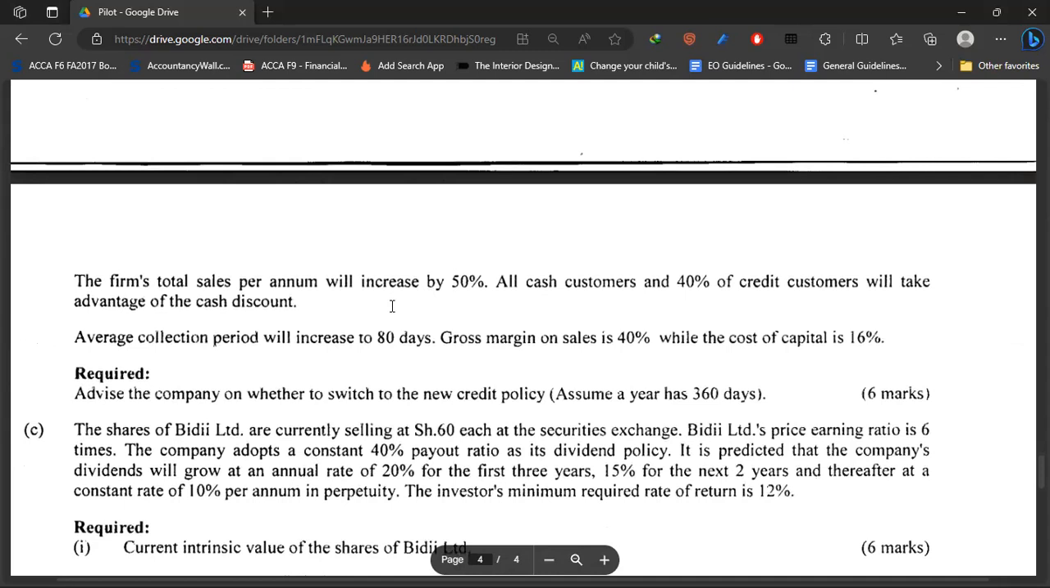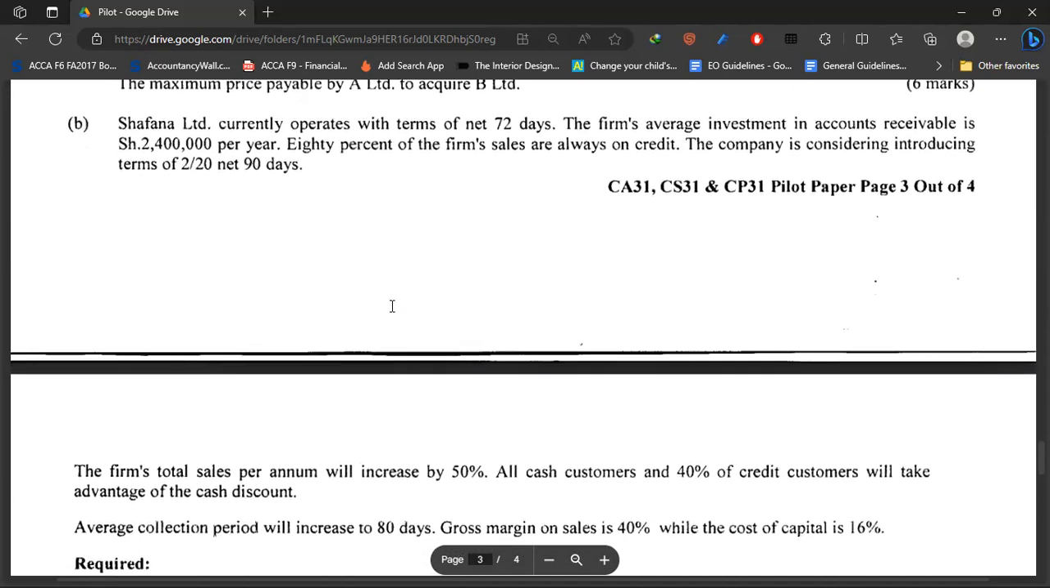So it means this question is drafted differently from what we have learned so far. You can see here we are being given gross margins on sales. So first I have to determine how much my sales are, according to the information provided. The average receivable provided here is 2.4 million, because we have been told the firm's average investment in accounts receivable is 2.4 million per year. 80% of the firm's sales are always on credit. Already they have stated that.